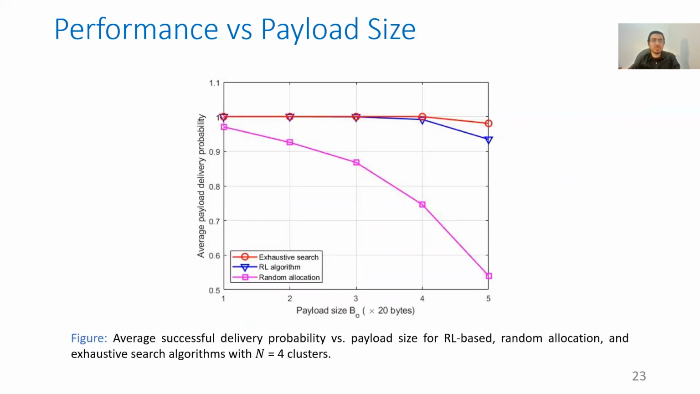Moving forward, this graph shows the performance with respect to the payload size. Over here, we compare the performance with exhaustive search and random allocation algorithms. For both exhaustive search and random allocation, we assume that the cluster leader connects to the access point that is closest in distance to it. In this case, we set the number of clusters to 4, and during the testing stage, we varied the payload size. It can be seen that our RL algorithm performs close to that of the exhaustive search algorithm. Basically, it shows that our algorithm is able to perform well for varying sizes of the packets.